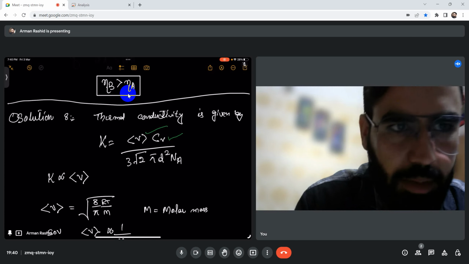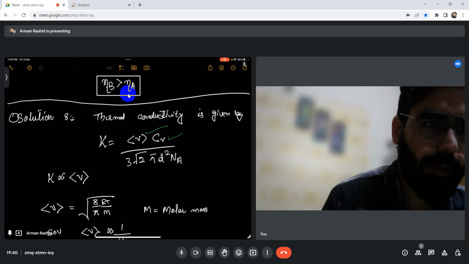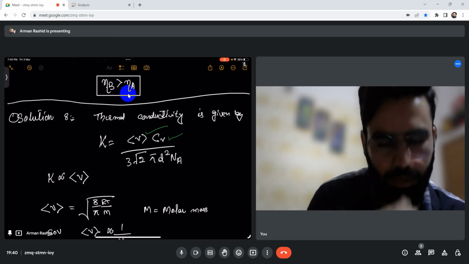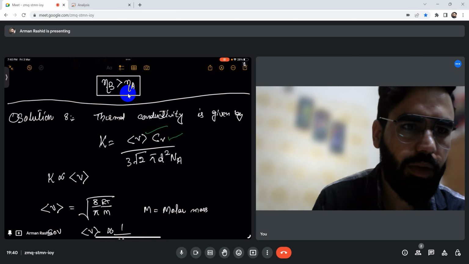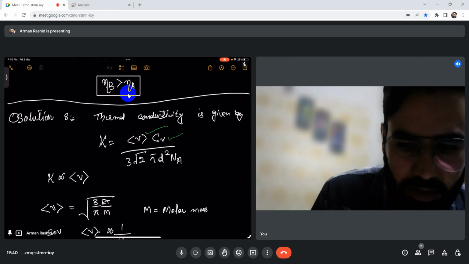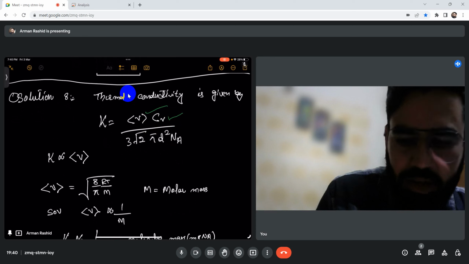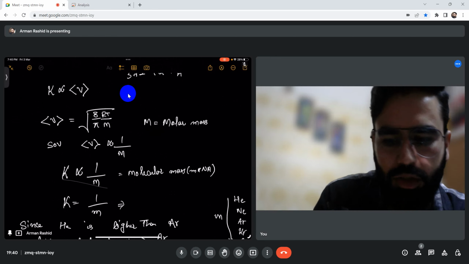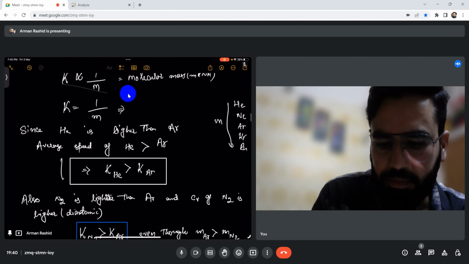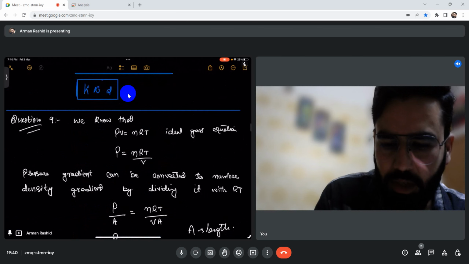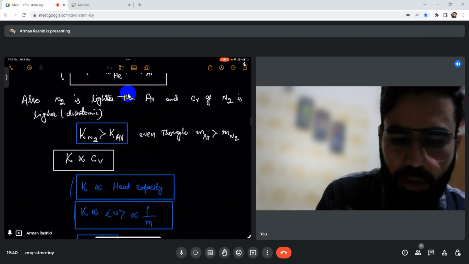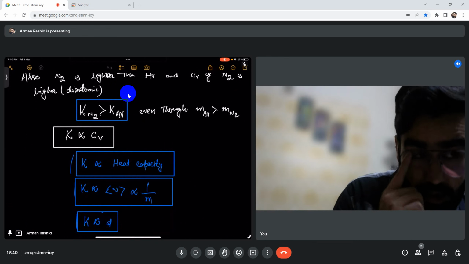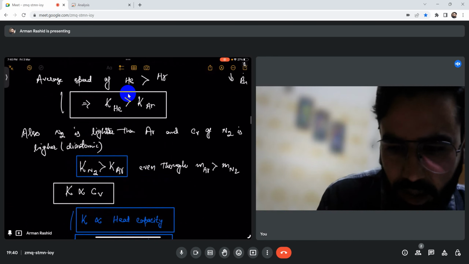Then there we had the question regarding the thermal conductivity, in which we have seen that thermal conductivity is directly proportional to the average speed and the heat capacity. Now if we are comparing between two gases and both are monatomic, then heat capacity at constant volume will be almost the same. Then we have directly the average velocity. Since the average velocity depends upon the molecular mass, lower the molecular mass, higher will be the average velocity. Thus for monatomic gases, the atom which has the lower mass will have higher thermal conductivity.